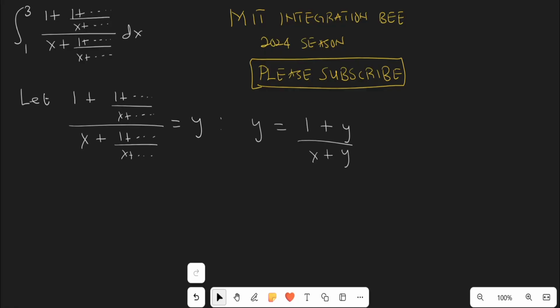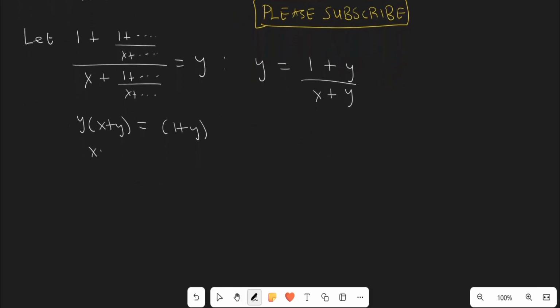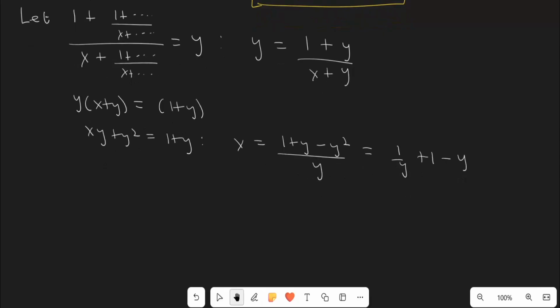So we will now have to find an expression for dx. So you have to isolate x here. Isolating x, we can multiply by x and y times 1 plus y, like this. So this is xy plus y squared equal to 1 plus y. Isolating x, we have x equal to 1 plus y minus y squared all divided by y, and that can be expressed as 1 over y plus 1 minus y, like this.